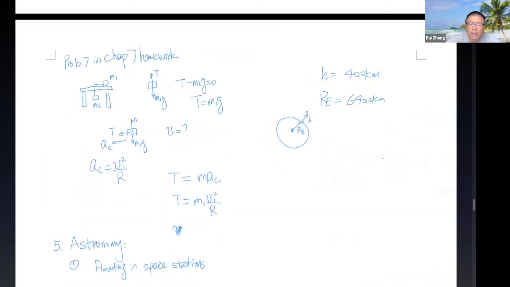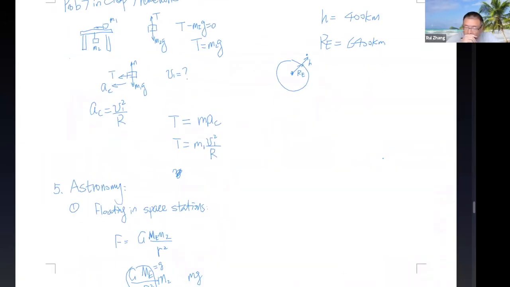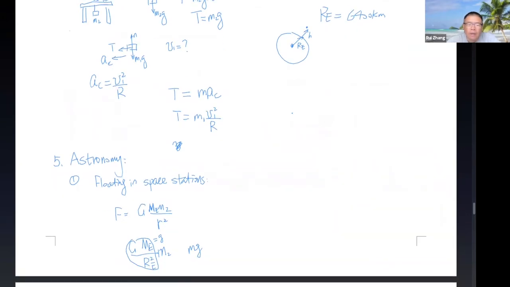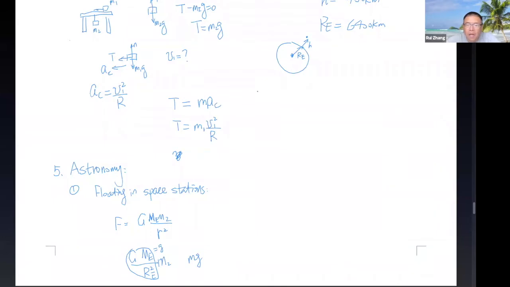So what does that tell you? It tells you that in the space station, the person will have a little bit smaller gravitational attraction from the Earth, but not too much. Basically, if it's on the Earth, on the ground, you have G, ME, and then the mass of the person divided by this number, right? 6,400 times 10 to the third meter squared, right?